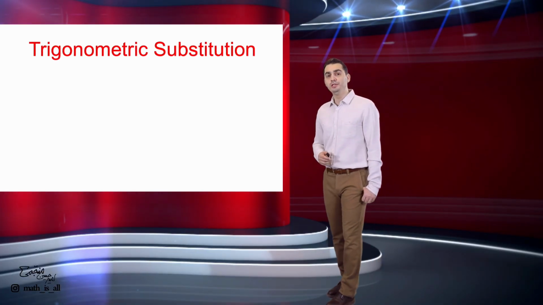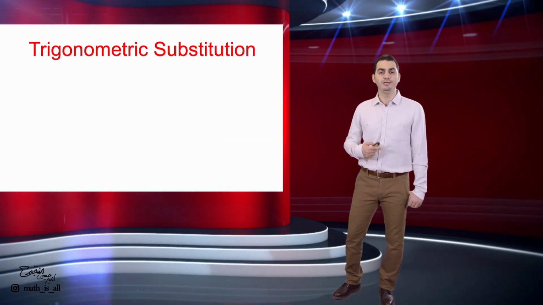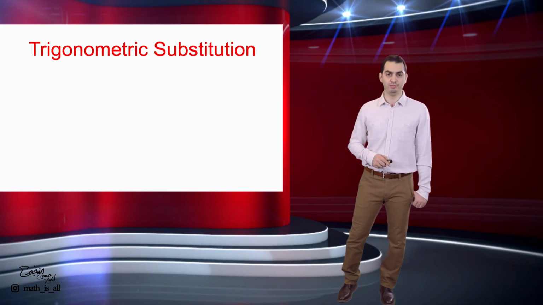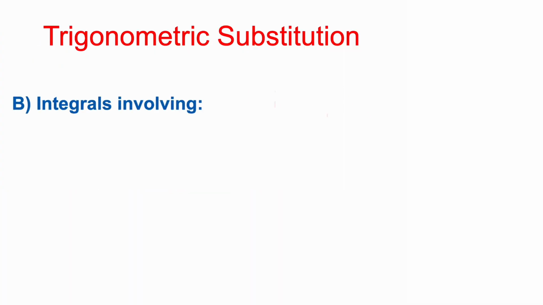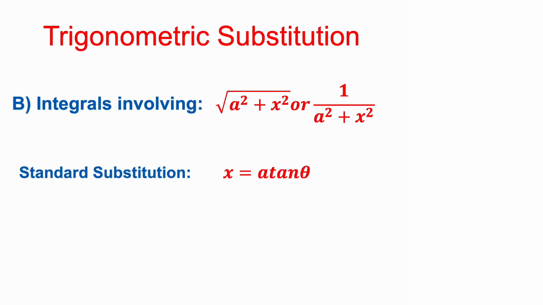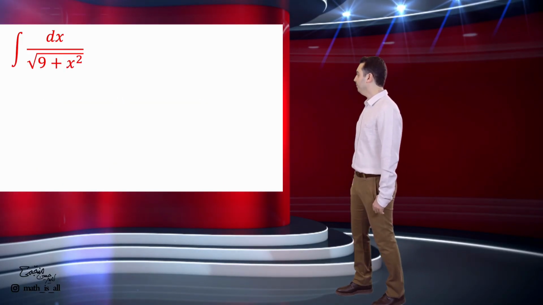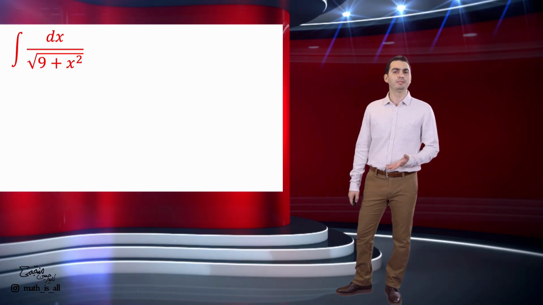Well, we said if we see a squared minus x squared, we let x equal a sine theta. Now, if we see a squared plus x squared, either under a radical or outside, this time we let x equal a tangent theta. Let's look at an example. The integral of dx over the square root of 9 plus x squared.